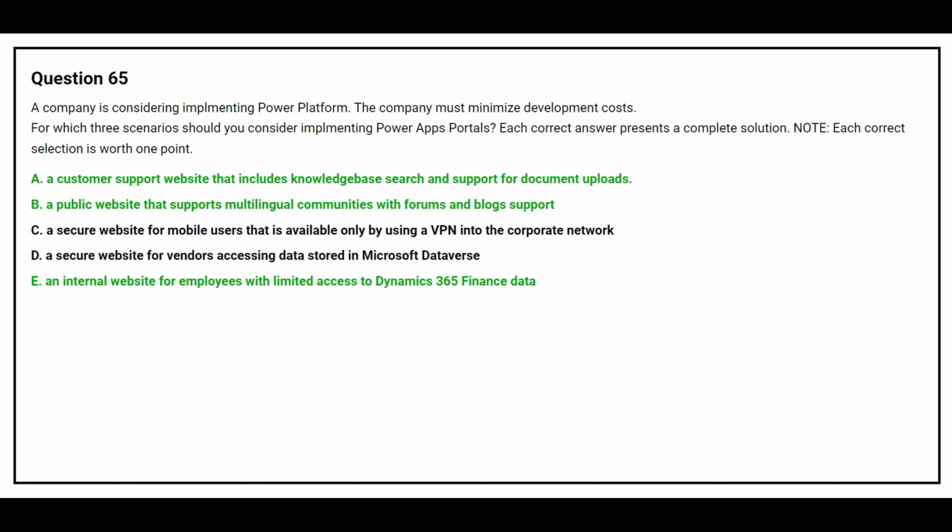The correct answers are option A, a customer support website that includes knowledge-based search and support for document uploads. Option B, a public website that supports multilingual communities with forums and blog support. And option E, an internal website for employees with limited access to Dynamics 365 finance data.